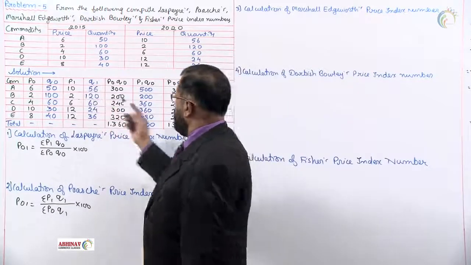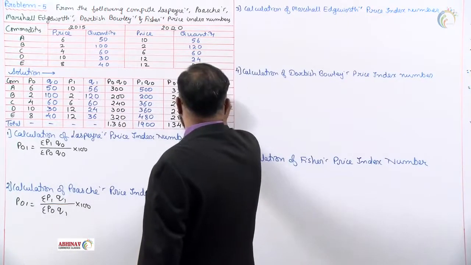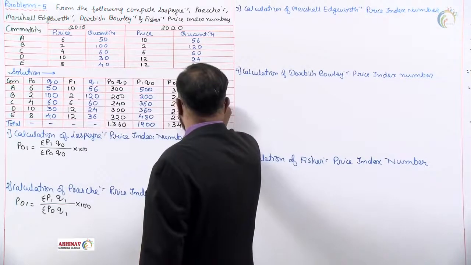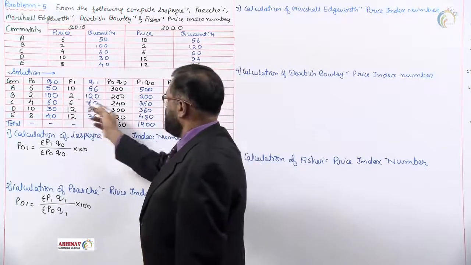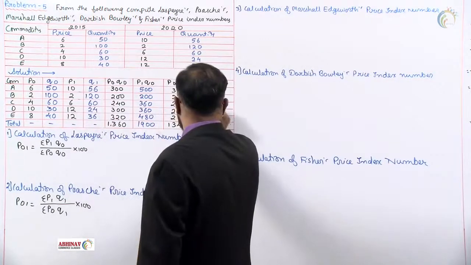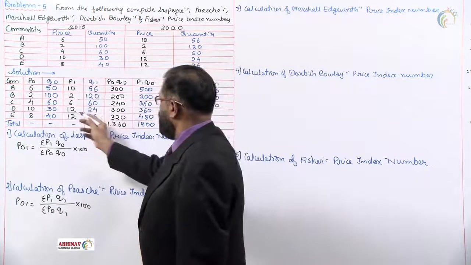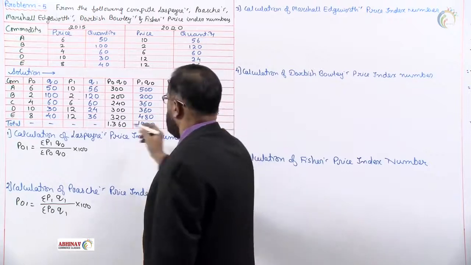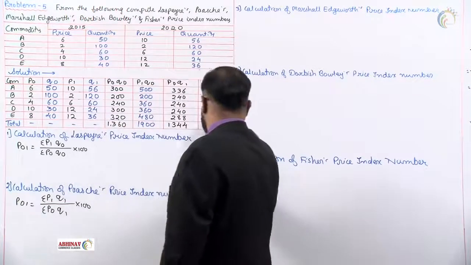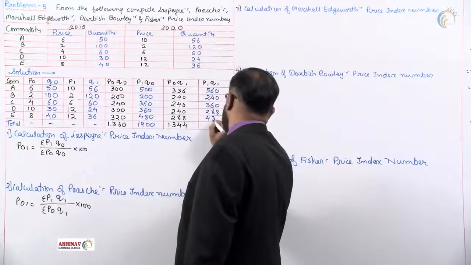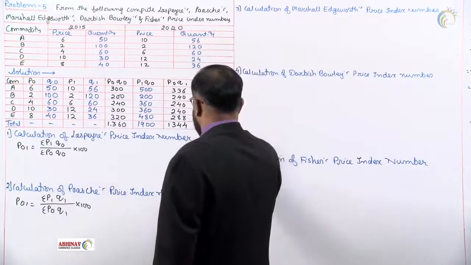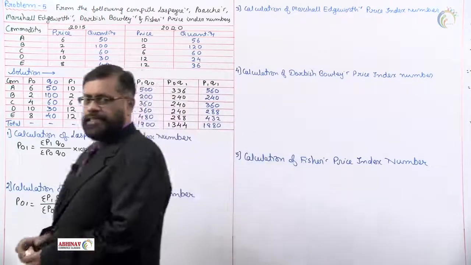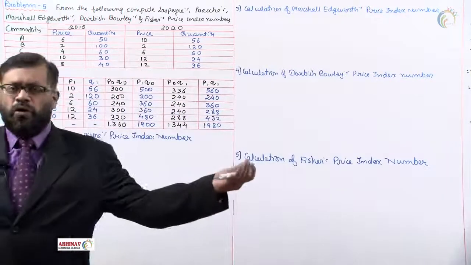Now the last column, P1 Q1. 10 into 56, 560. 2 into 120, 240. 6 into 60, that is 360. 12 into 24, that is 288. Then it is 12 into 36, what we get is 432. And quickly we'll total this as 1880. Once we get this, we'll complete all the formulas.